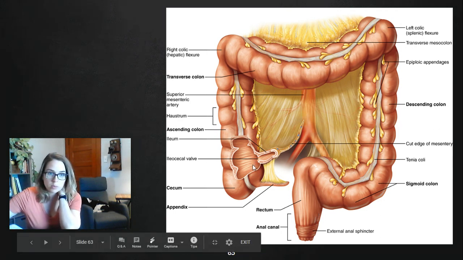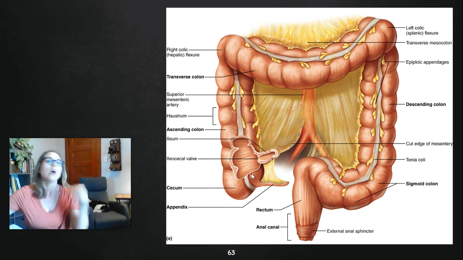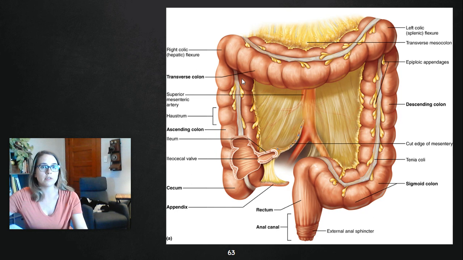Not any food being broken down. There's not even really many nutrients getting absorbed here. But as food enters in here, it first enters what we call the cecum, and the food's going to travel this direction.